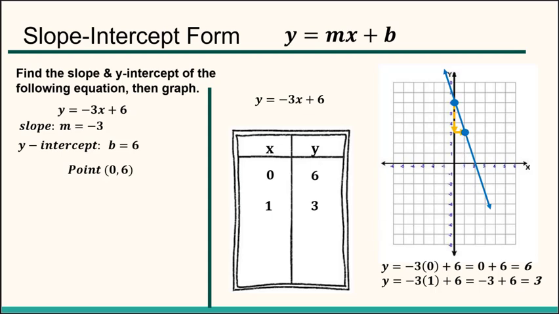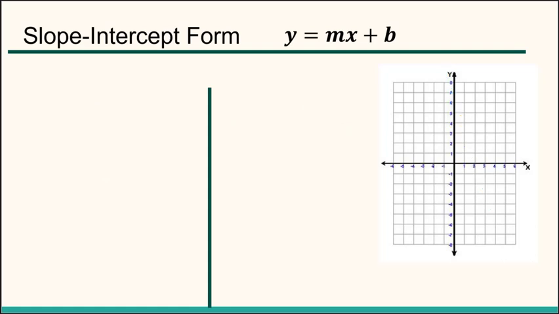Let's just do one more point, just for good luck. If x is 2, what would y be? Then I would say that would be -3 times 2 plus 6, that's 0. That point is on that line too. Very nice.